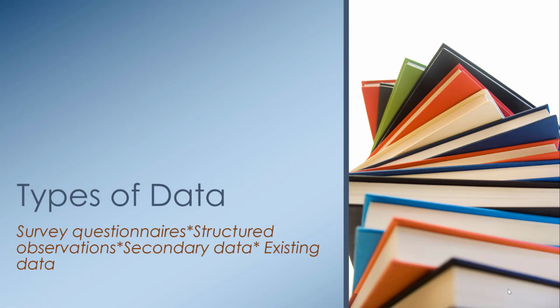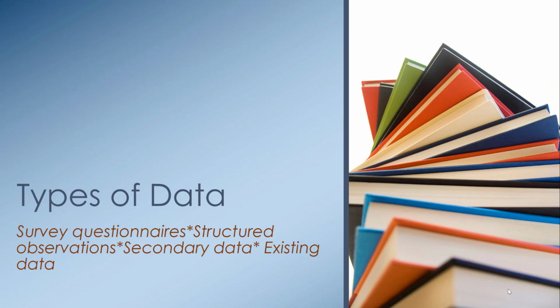So the types of data that we can collect, or the methods that we use to collect the data, can actually be survey questionnaires. And if you remember back when we talked about methods for conducting research, survey is a method, questionnaire is a way of collecting the data, and it can be a measurement tool or way of gathering that information. We can use structured observation, we can use secondary data or existing data.